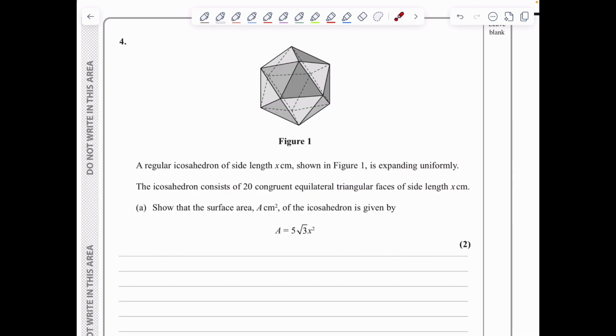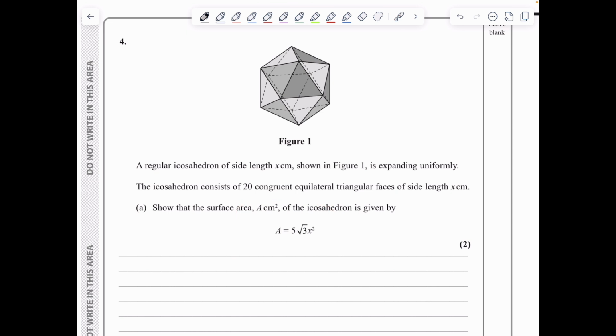In question 4, we are given a regular icosahedron of side length x centimeters expanding uniformly. This consists of 20 congruent equilateral triangle faces of side length x centimeters. The word "icosi" in Greek means 20, so it's 20 identical equilateral triangles. So we need to show that the total surface area, capital A, is given by 5 root 3 x squared.